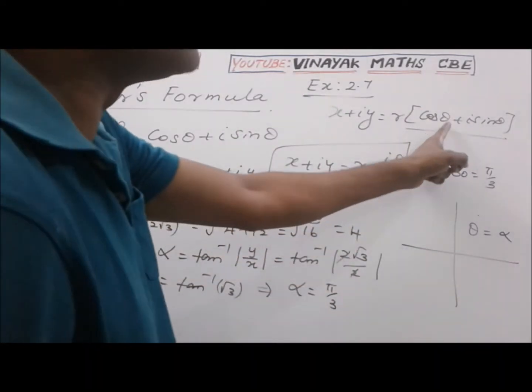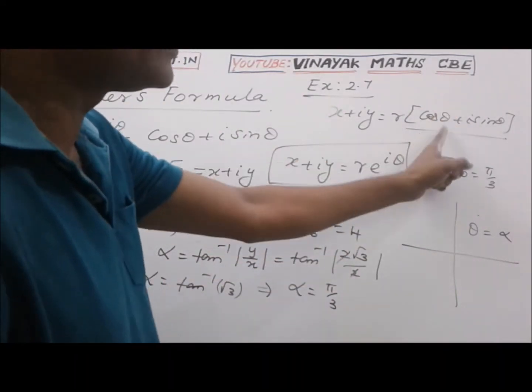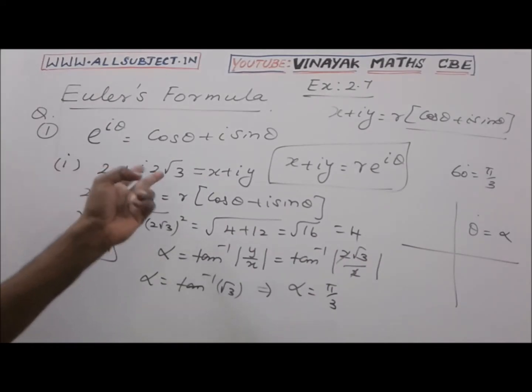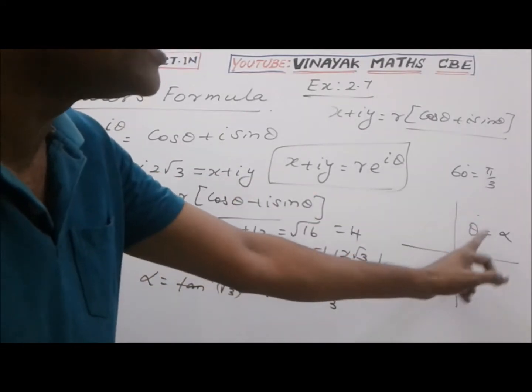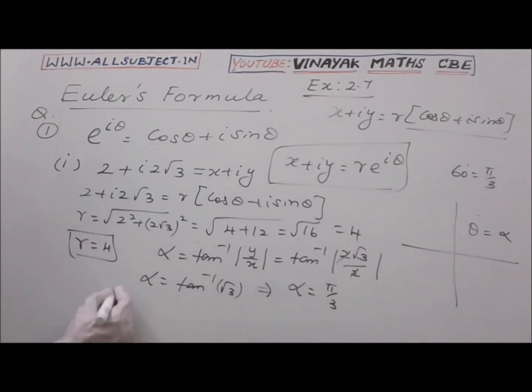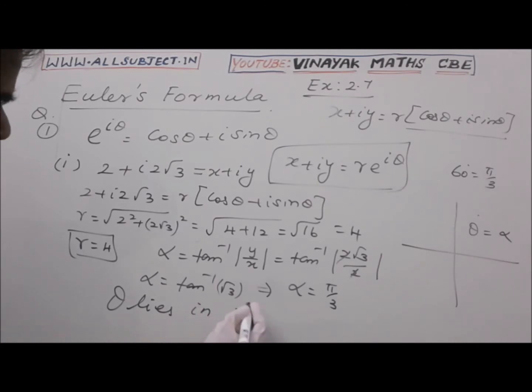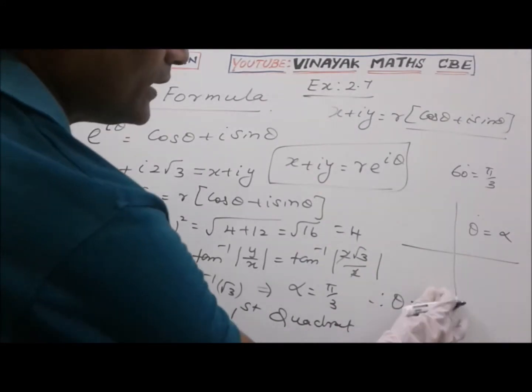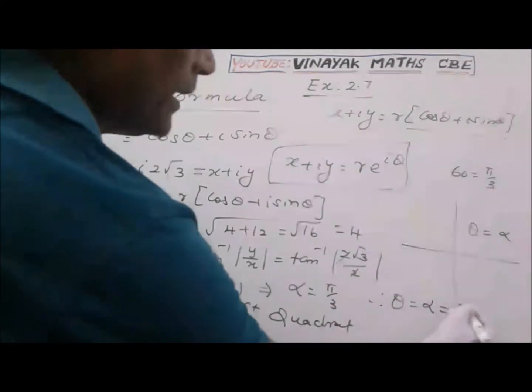So we need the value of theta to complete the polar form. To find this theta, if both the real and imaginary parts lie in the first quadrant, the theta value is nothing but the alpha value. The complex number lies in the first quadrant, so theta lies in the first quadrant. Therefore theta will be equal to alpha, that is equal to pi by 3.